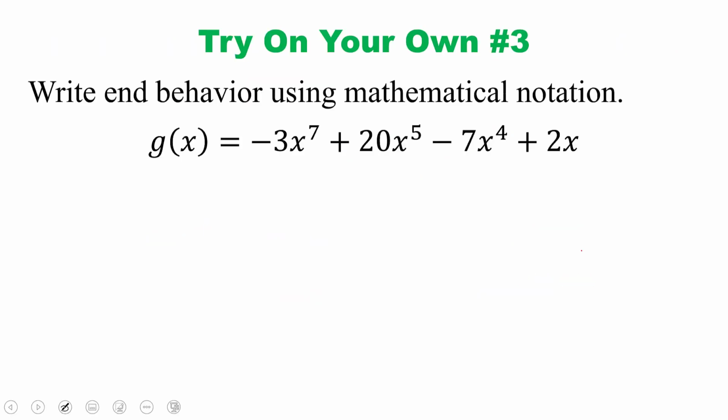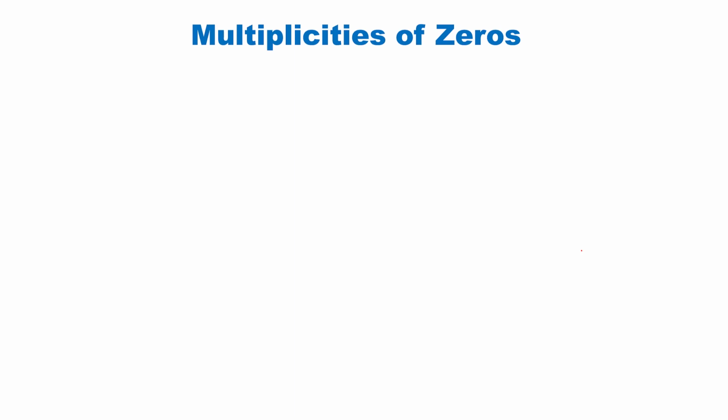Okay, so let's look at the try on your own, number 3 for this lesson. Write the end behavior using mathematical notation. G of x equals negative 3x to the 7th plus 20x to the 5th minus 7x to the 4th plus 2x. Now let's look at multiplicities of zeros.